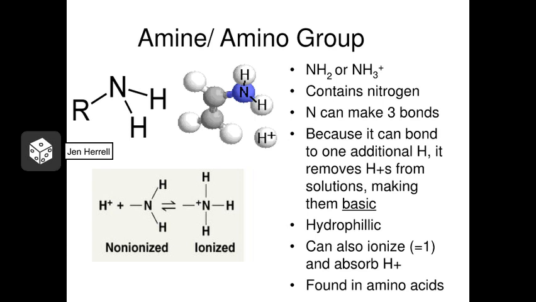There are a couple of different ways to draw an amine or an amino group. Here's one way. You can have an X attached to an N. You can draw it to show the bonds between all the hydrogens if you like, and it will either be an NH2 or sometimes an NH3, and you put a plus on the nitrogen. An abbreviated way to draw this is just an X attached to an NH2 or an NH3 plus.